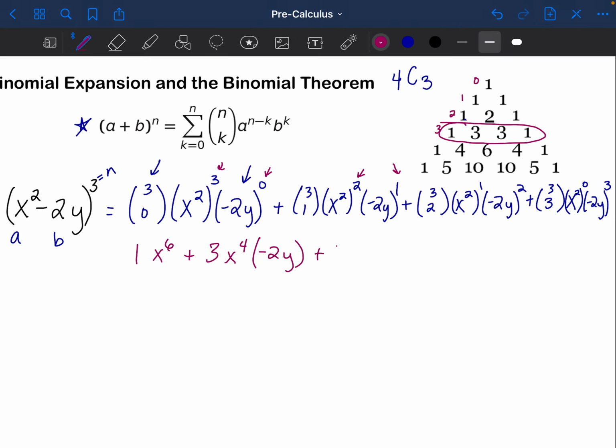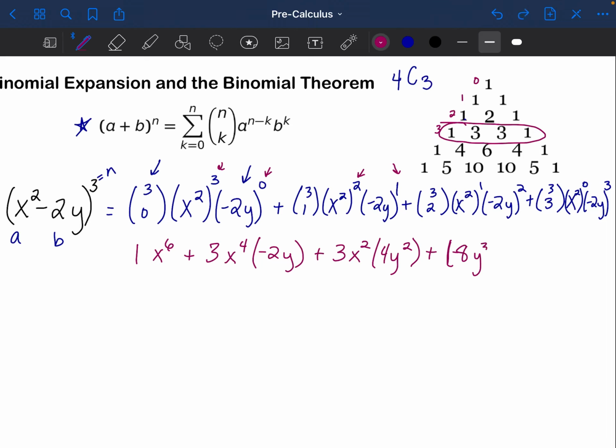3 choose 2 is also 3, right? Just moving down that row of Pascal's triangle. X squared to the first is just x squared. Negative 2y squared is 4y to the second. 3 choose 3 is 1. X squared to the 0 is 1. And then negative 2y to the third power is going to be negative 8y cubed.